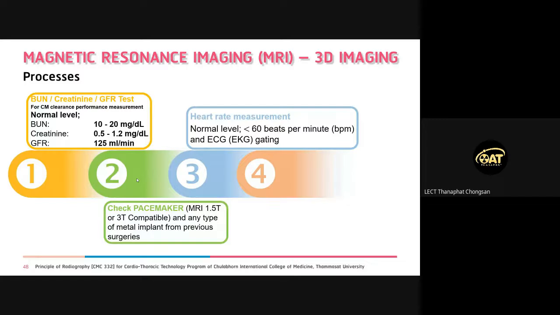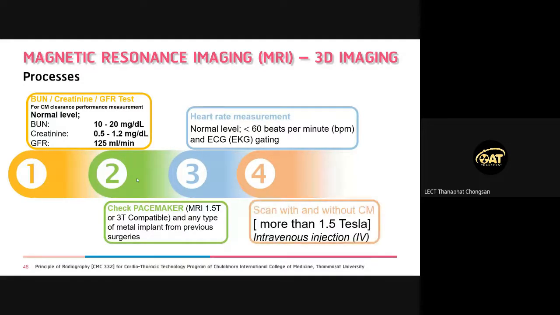How can we check that? The first step is to check the medical record for the type of pacemaker compatible with MRI. The second is the patient's heart: normal heart rate measurement, less than 60 beats per minute, and the scan is interpreted by a radiologist.